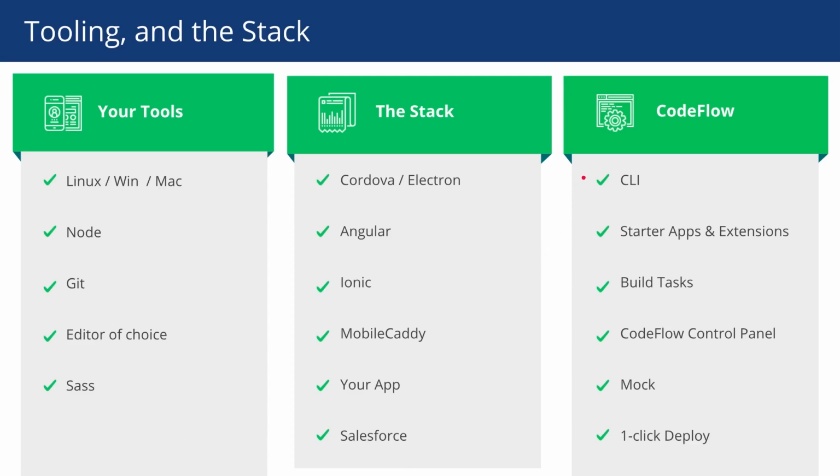So what does CodeFlow give us? Well, these are some of the tools we're going to have a look at in more detail. We mentioned the CLI already and the starter apps and extensions, but it also gives you prescribed build tasks to be used. You don't have to worry about which unit testing framework to be using or how to lint or write your own Webpack or Grunt tasks. These are all taken care of for you. Have a look at the CodeFlow control panel that we mentioned before.